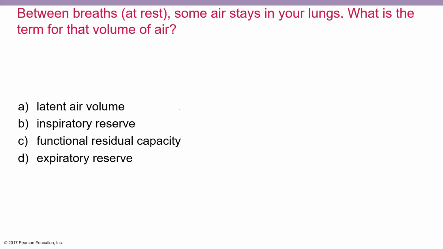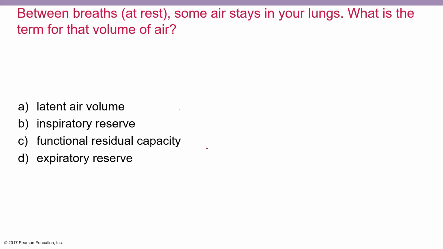Between breaths or at rest, some air stays in the lungs. What is the term for that volume of air? There was a lot of response for C, but the combined response for the other options was more than the number of people that selected C, so there's a misunderstanding here. We talked about the functional residual capacity. It's the air left in your lungs after quiet expiration. After you're just sitting, taking a nice, normal, quiet breath in and out, after you breathe out, there's still air left in your lungs.